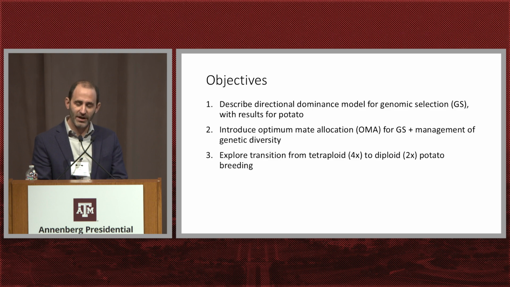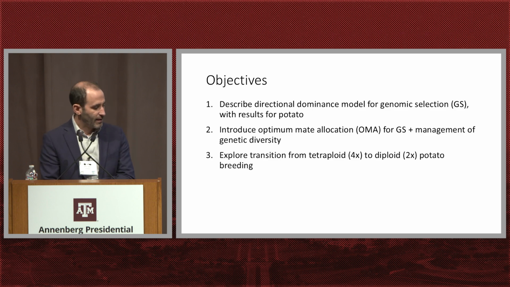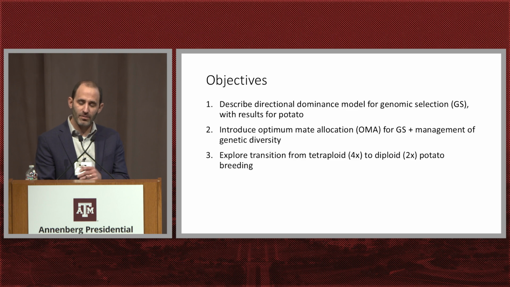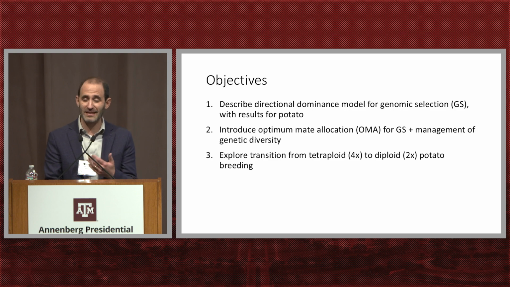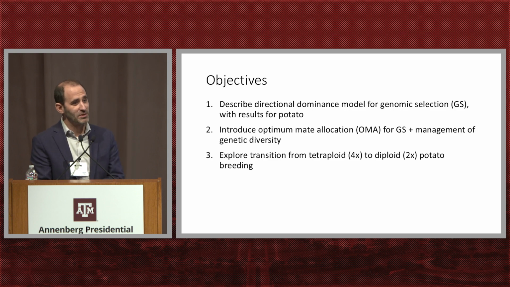And I studied how it was handled in animal breeding, and they use methods that I'll talk about, the one today called optimum mate allocation. And then lastly, the kind of new frontier for potato breeding is how to transition from a tetraploid germplasm base to a diploid. So I'll tell you a bit about our progress on that front.